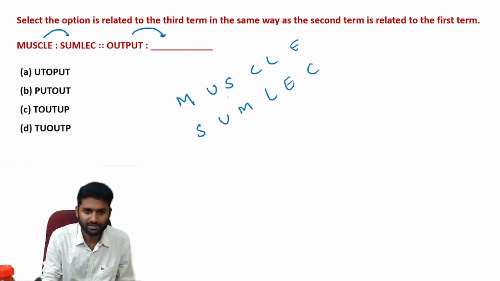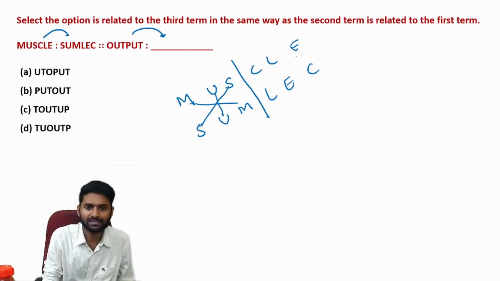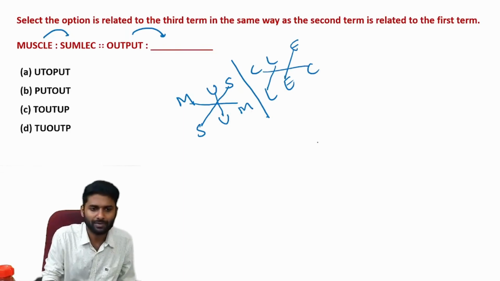Now, if you observe, see here the repetition of letters. S should be replaced here, U should be replaced here, M should be replaced here. It means the entire word is divided into two parts, and you have to interchange the first half and second half. LEC, CLE. So L here, E here, C here. SUM. The same you have to apply here for the output.